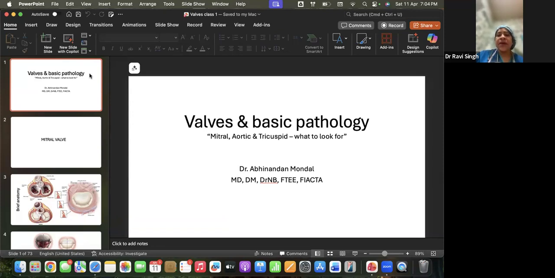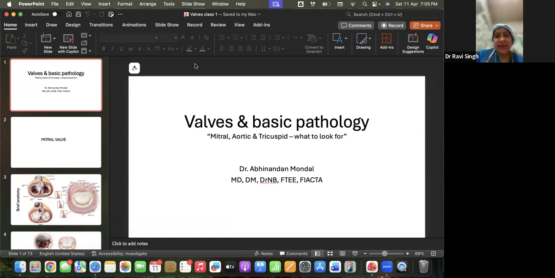Today we'll be learning about the mitral valve and its echocardiographic importance. The valves are not just anatomical structures. They are dynamic, living structures, and every valve tells a story, a story of pressure, flow, adaptation, and sometimes pathology that has been missed in transthoracic echocardiography.